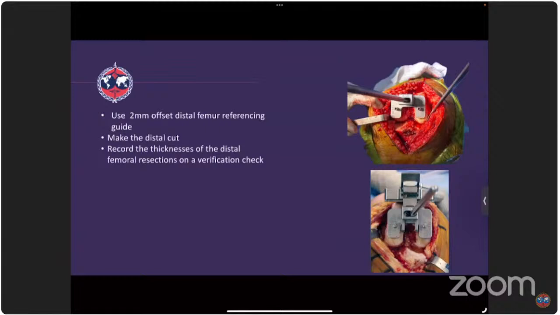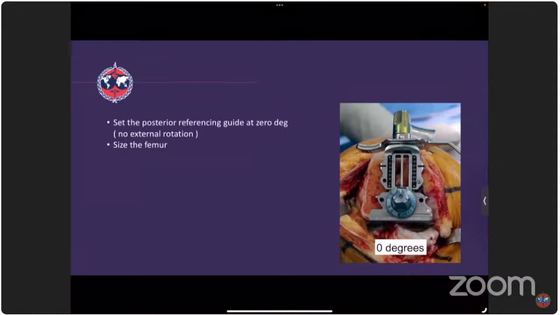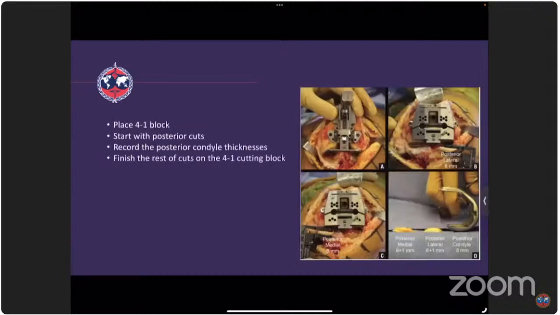And we place the distal cutting guide and perform our cuts, verify with a caliper, and always record the thickness of the distal cuts. If you have less thickness in your cut, you can always go back and recut. And then you place your posterior referencing guide at 0, so no external rotation, size your femur, and then place your 4-in-1 cutting block. We always start with the posterior cuts, so if we need any adjustment, we can do that before doing the rest of the cuts, and always record the thickness of your cuts.